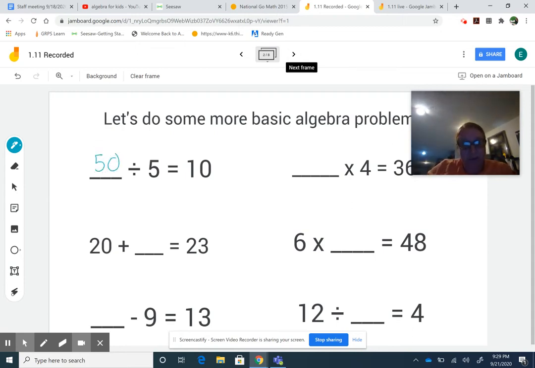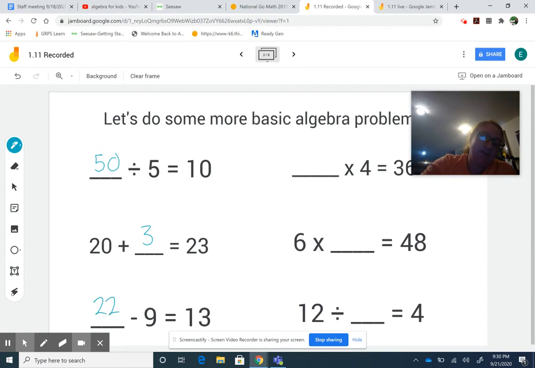What about, we'll go down, 20 plus something equals 23. Well, start at 20 and count up: 20, 21, 22, 23. So it's 3. You could also do 23 minus 20, and that would give you 3 as well. Now, something minus 9 is 13. The opposite of subtraction is addition. So we can do 13 plus 9: 13, 14, 15, 16, 17, 18, 19, 20, 21, 22. So our answer is 22.